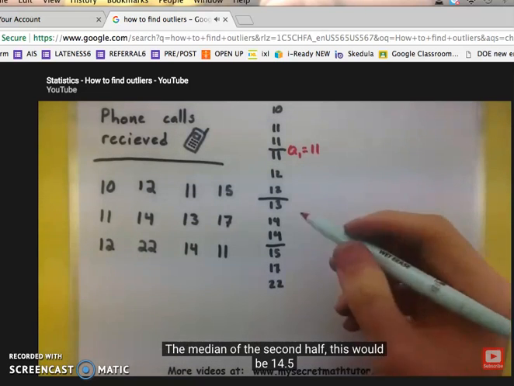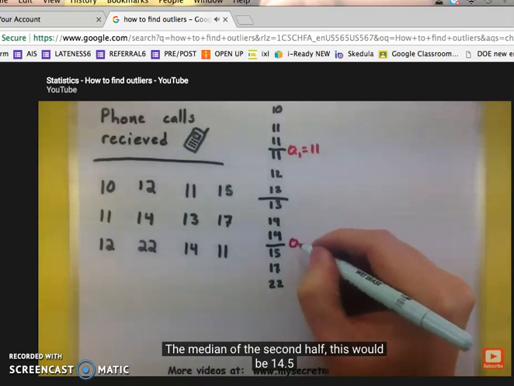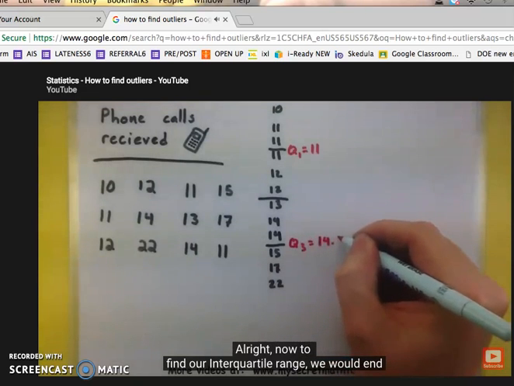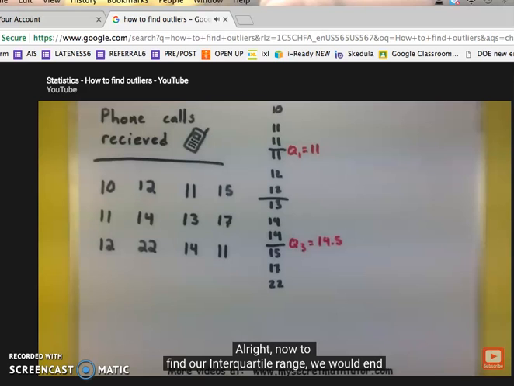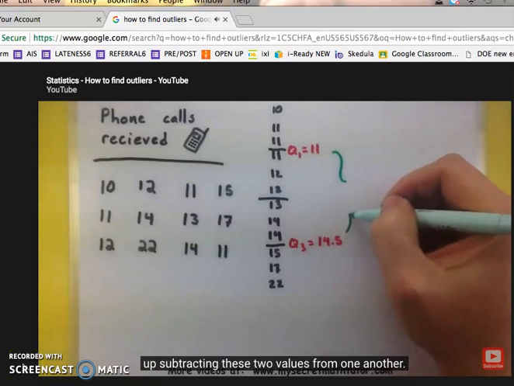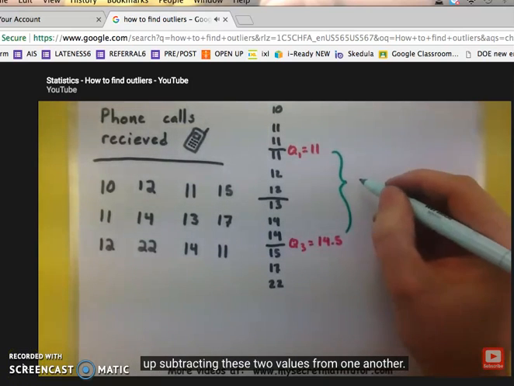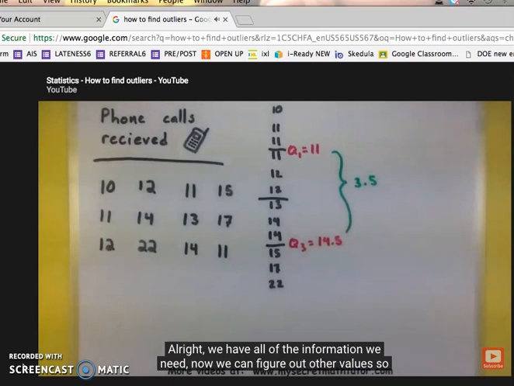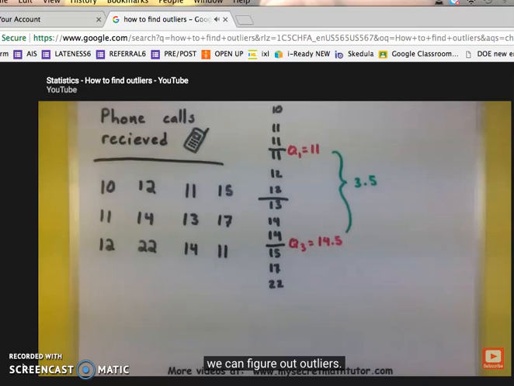The median of the second half, this would be 14 and a half. And that will be the upper quartile. All right, now to find our interquartile range, we would end up subtracting these two values from one another. This would give us 3 and a half. All right, we have all of the information we need. Now we can figure out other values so we can figure out outliers.